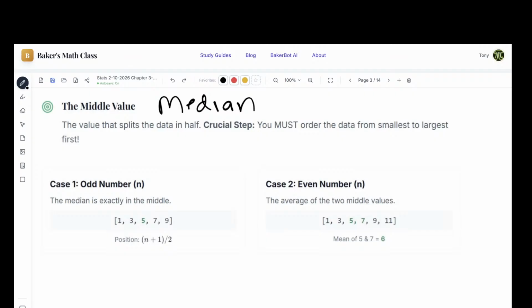There are two possible situations when we're looking at finding the middle number. The first case is if we have an odd number of values. If you have an odd number of values, you can take n plus 1 divided by 2. That'll tell you the spot you're going to look for. So, for example, the one I have there has 5 values. So 5 plus 1 is 6, divided by 2 is 3. So I'm going to pick the third value. In that case, it's 5.